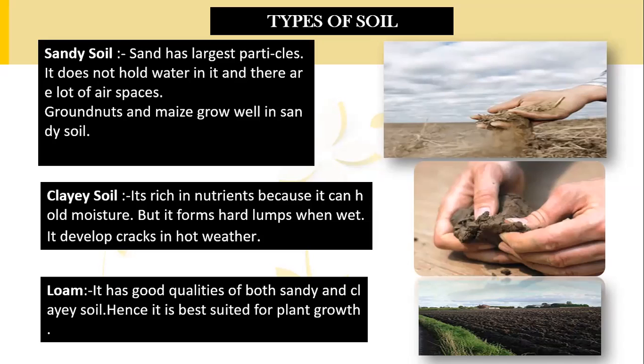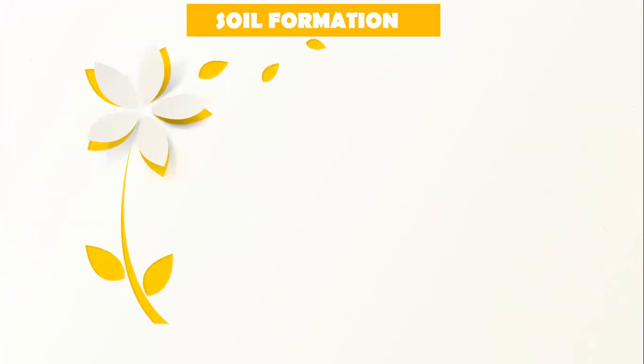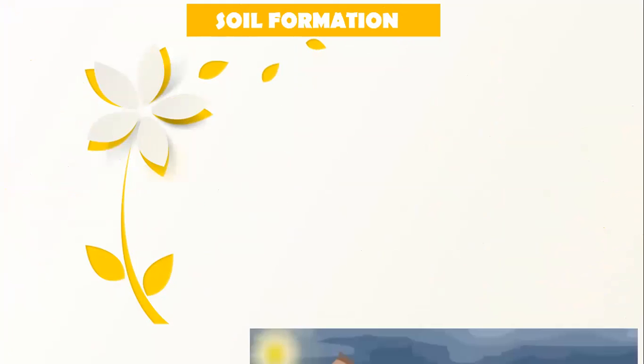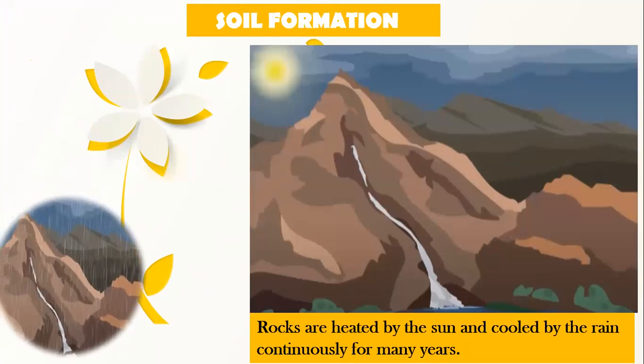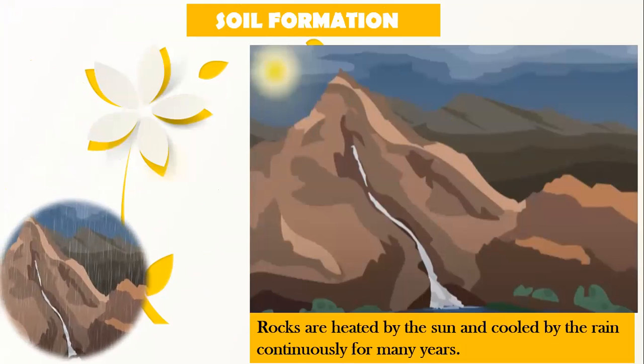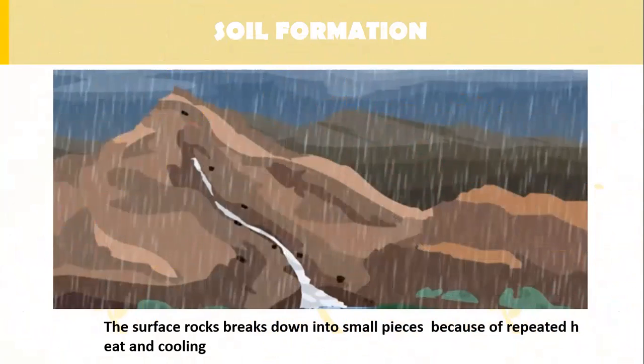Clear, children? Now let us learn something about the formation of soil. ये soil बनता कैसे है भाई, कैसे form होता है? Okay, it is not कि one day में soil तैयार हो गया. No. You know, children, rocks are heated by the sun and cooled by the rain continuously for many years. और बहुत सारे सालों में जाकर, due to the heat of the sun and then the rain, rocks में cracks पड़ जाती हैं, दरारें पड़ जाती हैं. Okay, and because of that, after many years, the surface rocks start breaking and break down into small pieces because of repeated heat and cooling.